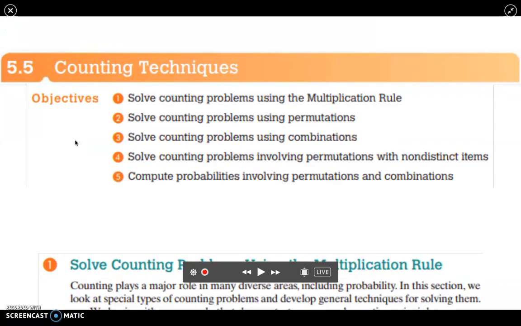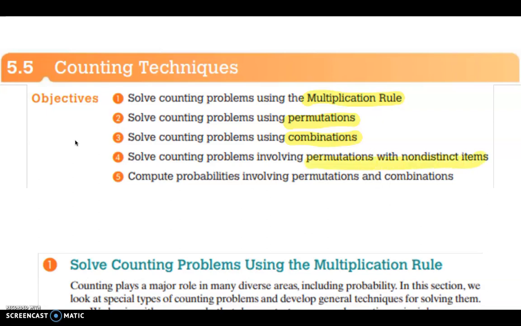All right, this is unit or section 5.5. We're looking at counting techniques. So we're going to solve some counting problems using the multiplication rule, using this idea called permutations, combinations, permutations with non-distinct items, and then we're going to compute some probabilities using permutations and combinations.